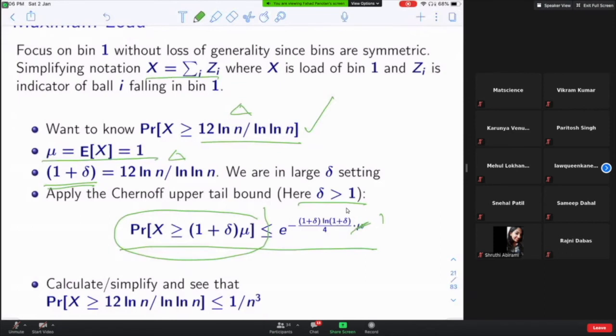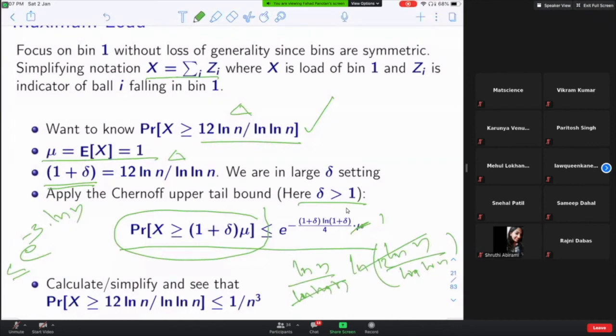1 plus delta is 12 log n divided by log n, and then there is a log of 1 plus delta. Log of 1 plus delta is log of log n divided by log of log n. That is a 12. And here you could cancel that. Like 1 plus delta, here I will have log n divided by log n. So this log n and this log n cancel. And when you do the simplification, what you eventually get is e to the power, at most, e to the power minus 3 times log n.